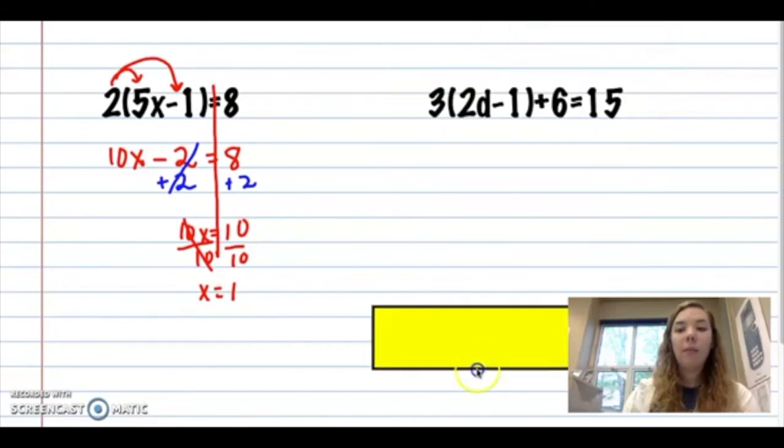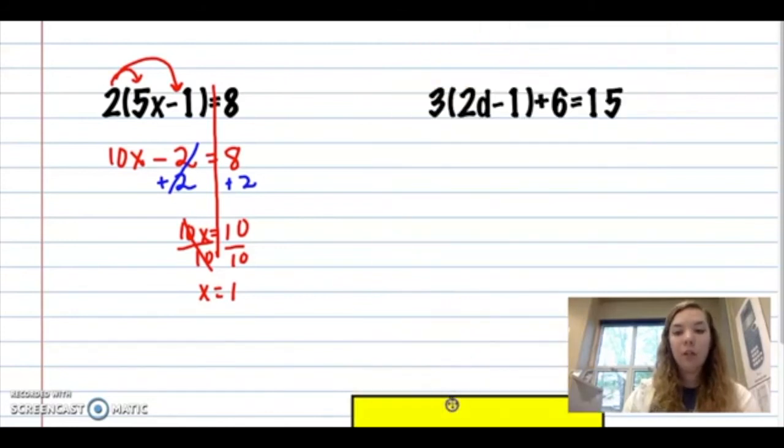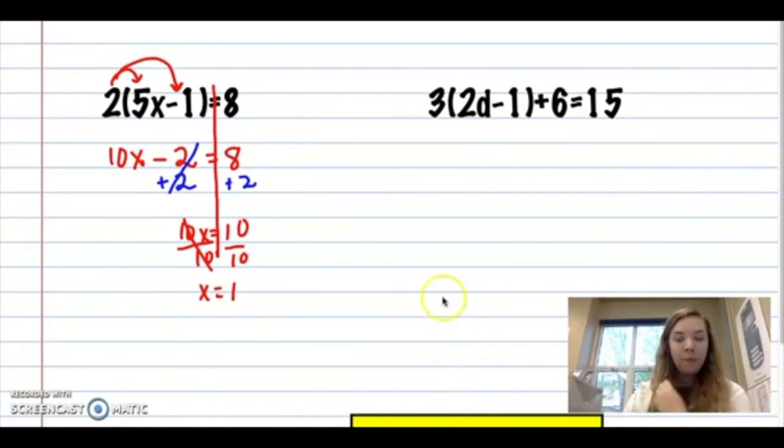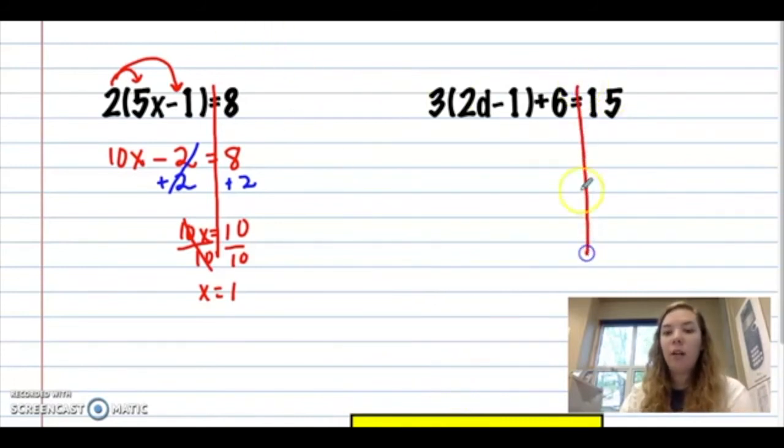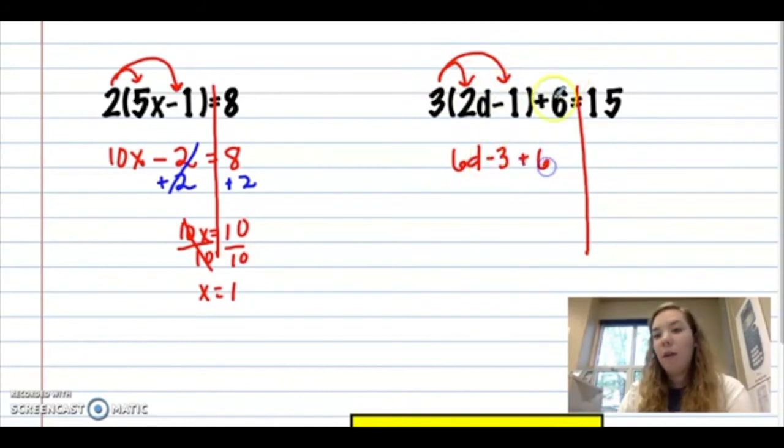Okay, another example. This one's going to use all 4 steps. So step 1, remember, that we wrote down is to distribute if necessary. So to get rid of these parentheses, I have to distribute my 3. So I like to draw in these 2 arrows because it reminds me to multiply both things. 3 times 2d is 6d. 3 times negative 1 is negative 3. And then I'm rewriting the rest.